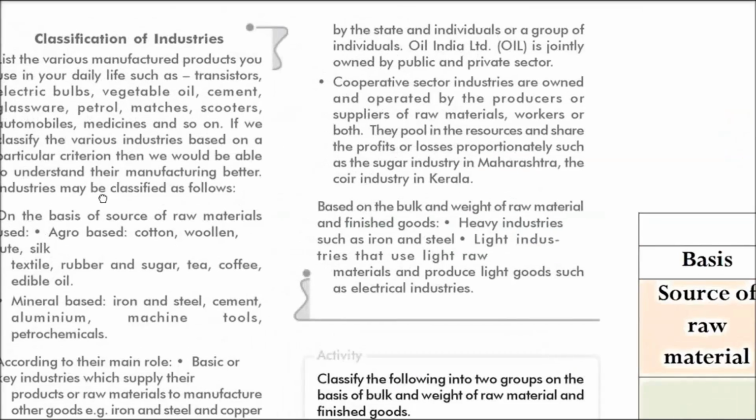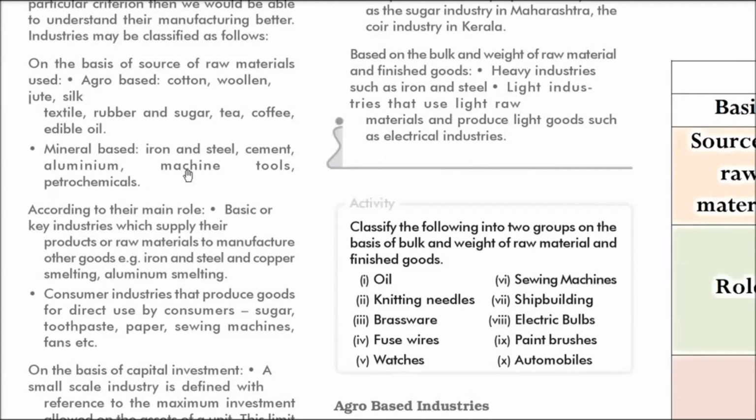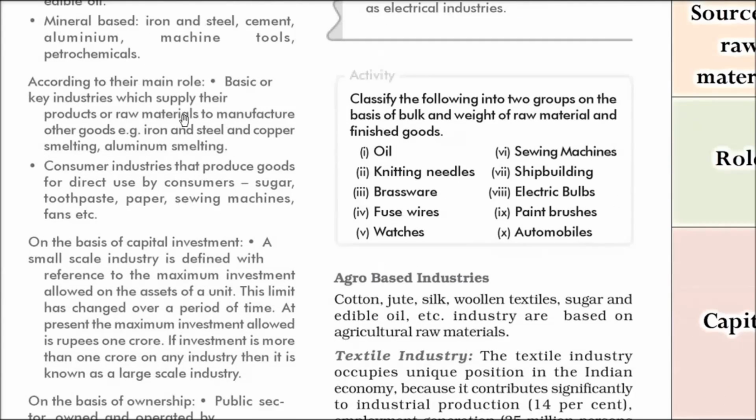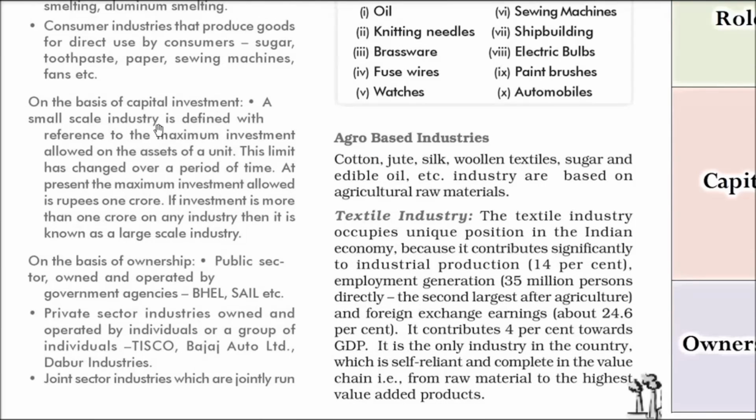So we talked about classification of industry on the basis of raw material. We have agro-based and mineral-based. In agro, we have cotton, wool, jute, silk, textile, rubber, sugar, tea, coffee, edible oil. In mineral, we talked about iron and steel, cement, aluminium, machine tools and petrochemicals. When it comes to role, the basic or key industry supplies products to other industries, like iron, steel, copper smelting, aluminium smelting. The consumer industry provides directly to us, that is sugar, toothpaste, paper, sewing machines and fans.